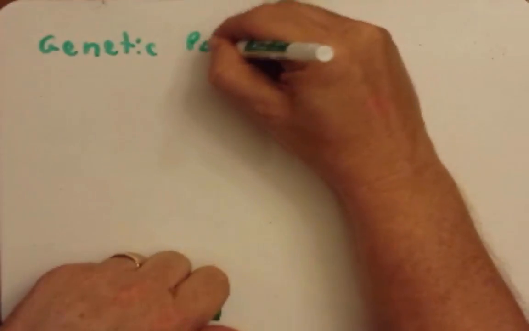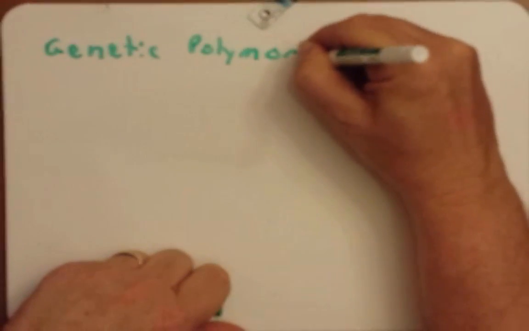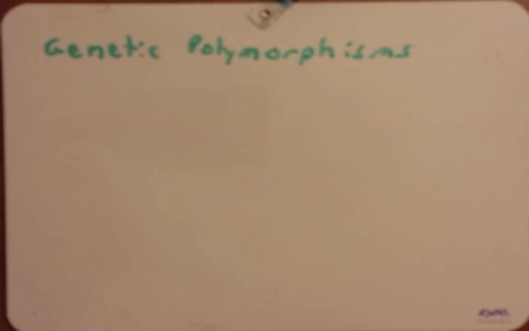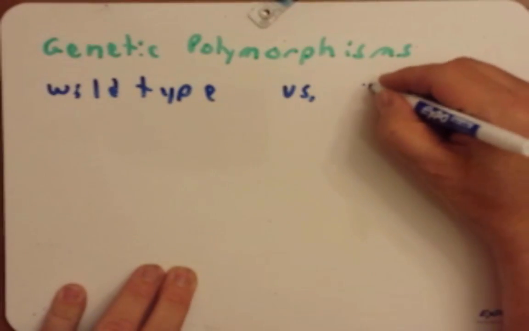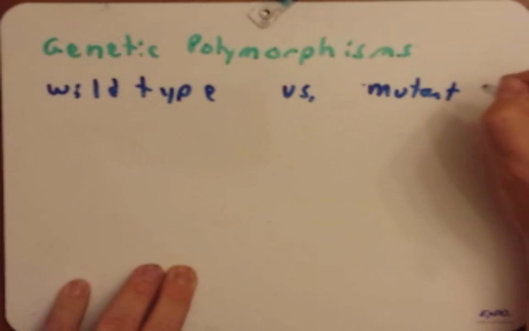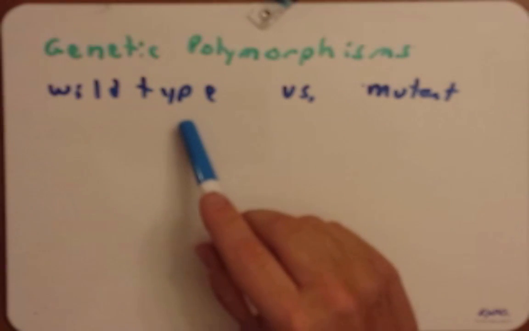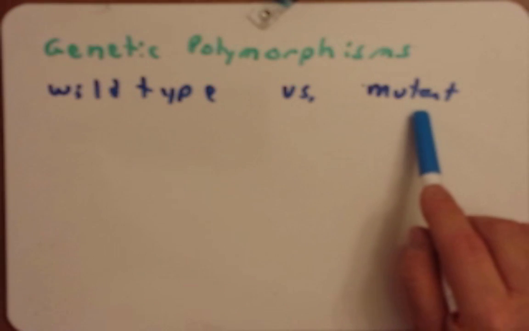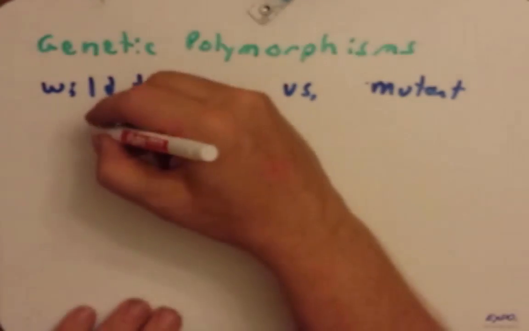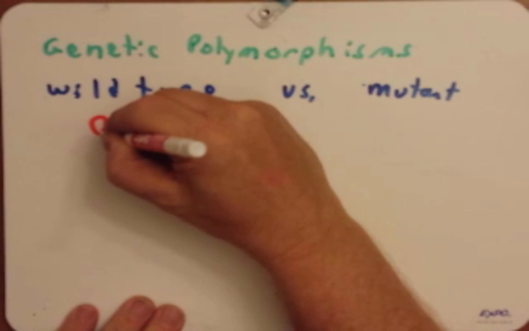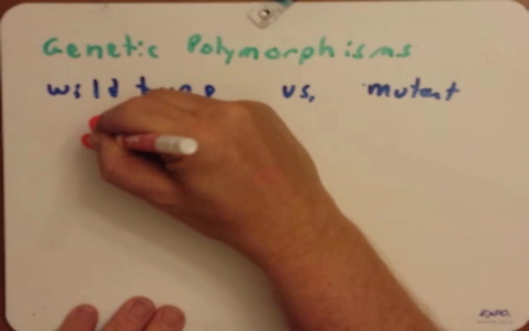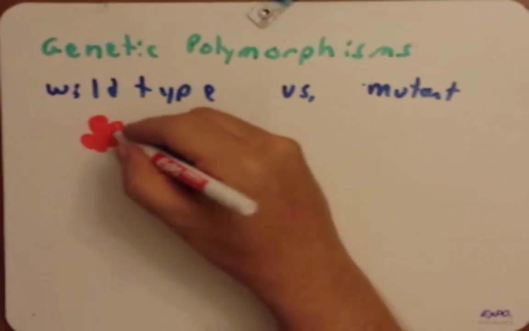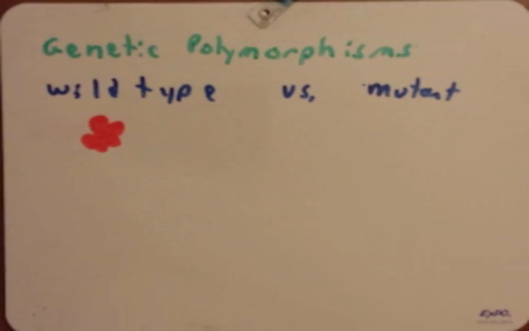Alright, so the first thing we want to talk about are genetic polymorphisms. Up to this point, we've always talked about there being a wild type versus a mutant. And these wild type strains have some sort of advantage over the mutant strain. For instance, we can talk about flowers. And I'll give my best attempt at a flower, but you will not be shocked to learn that my flower drawing skills are limited. And let's say that this red flower is an advantage trait.